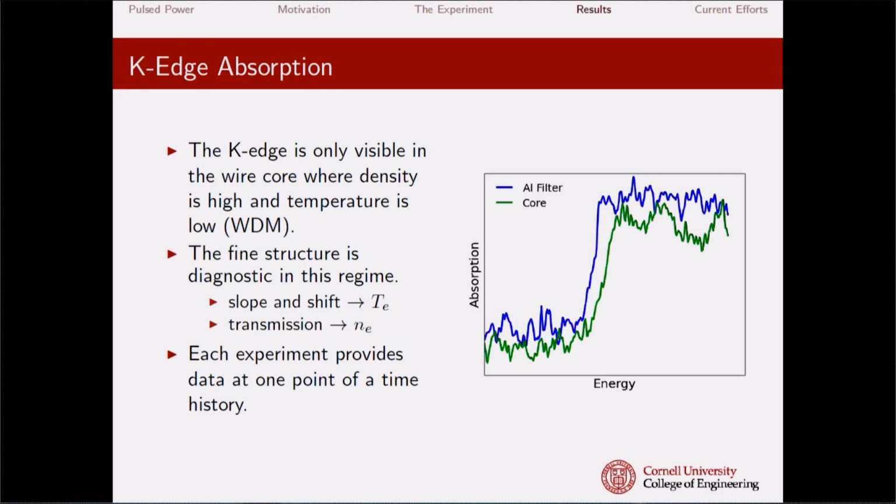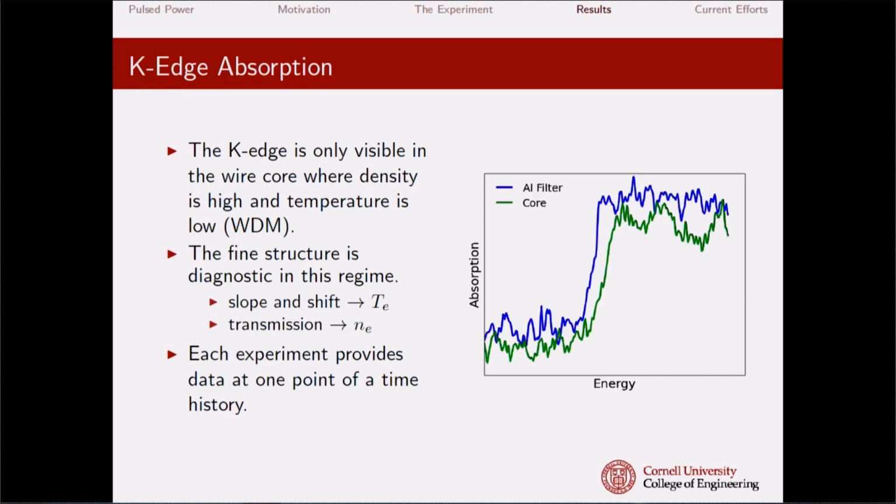All of this is diagnostic, and so all of this will let us get some information about what's going on in the wire core. We can get temperature from the slope and the shift in the K-edge, and then by comparing absolute transmission values to the known aluminum filter, we can estimate density. And so what we can do then is fire multiple shots, and collect a time history of what's going on with this wire core.